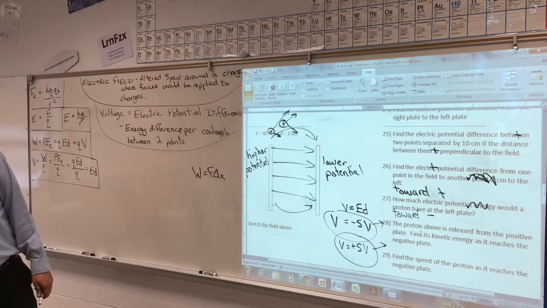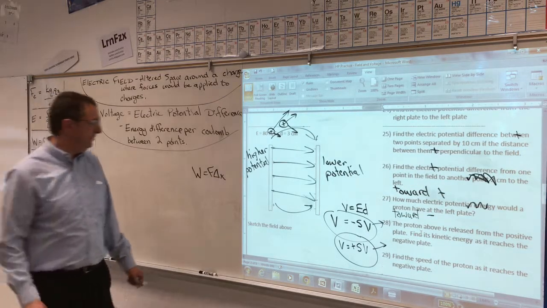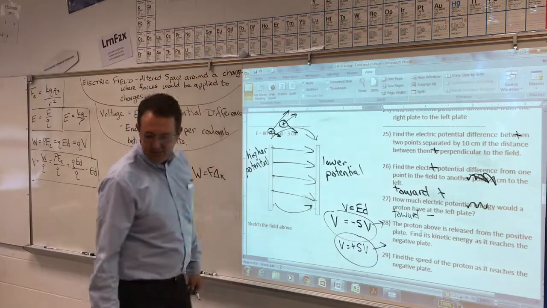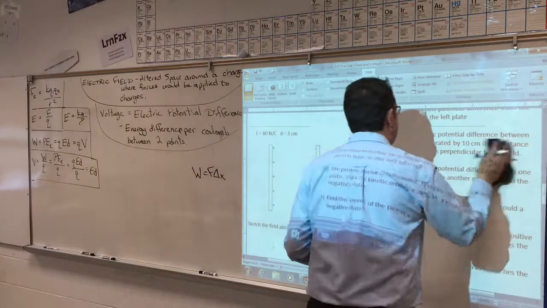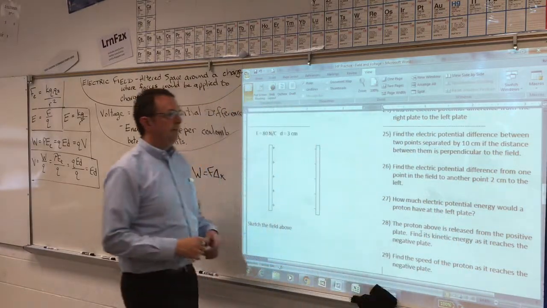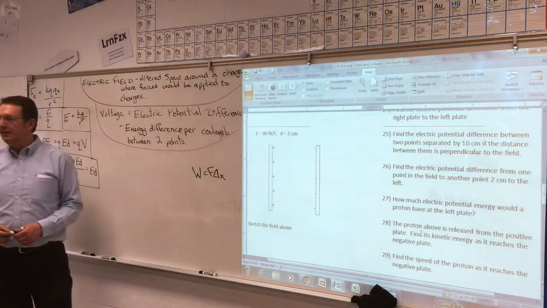This one is about electric potential difference and potential energy. And we're using these bottom two equations here. Electric potential difference between 2 points separated by 10 centimeters, if the distance between them is perpendicular to the field.